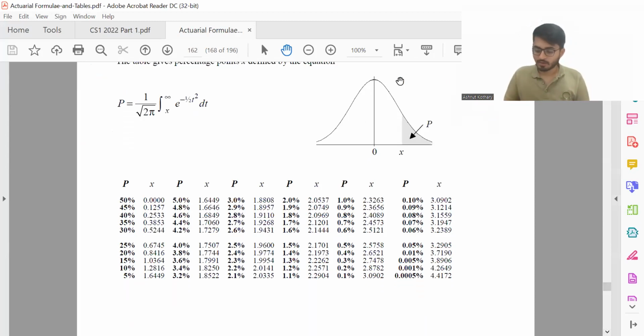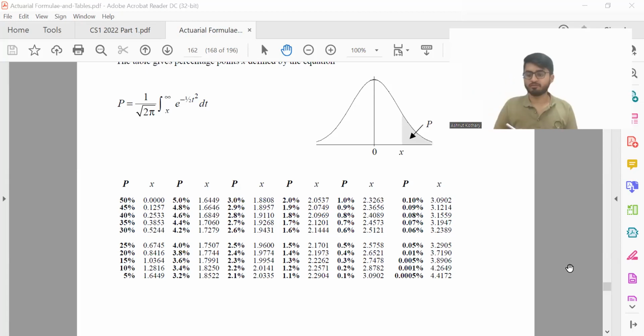So now you can take a look. Let's say the 5% percentage point is 1.6449. Then you can look at 2.5%, which is coming out to be 1.96. And then you might also wish to take a look at the 1% value, which is coming out to be nothing but 2.3263. So this is the actual table which you need to refer.